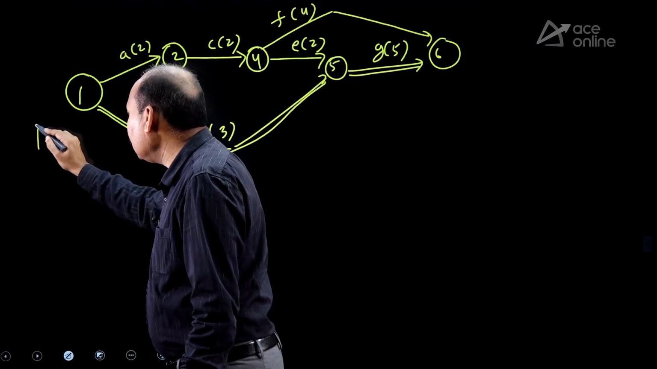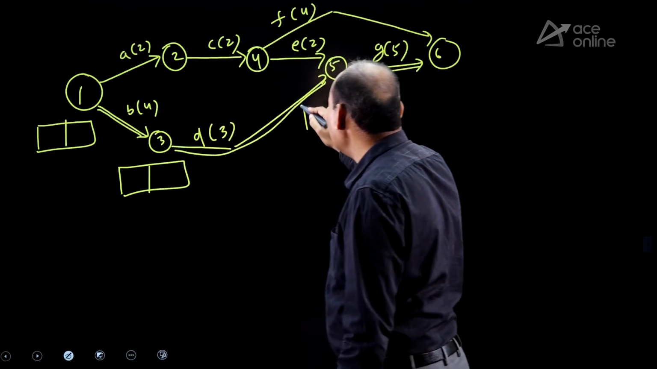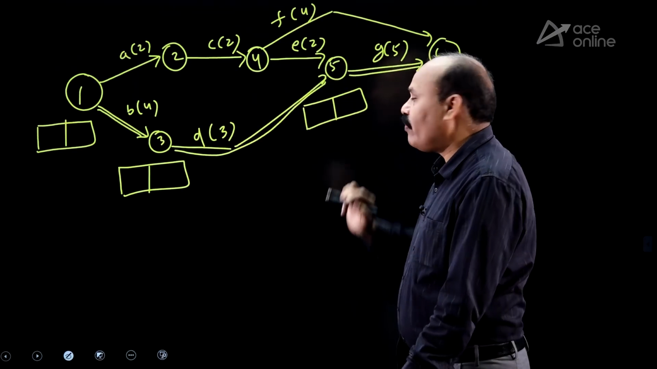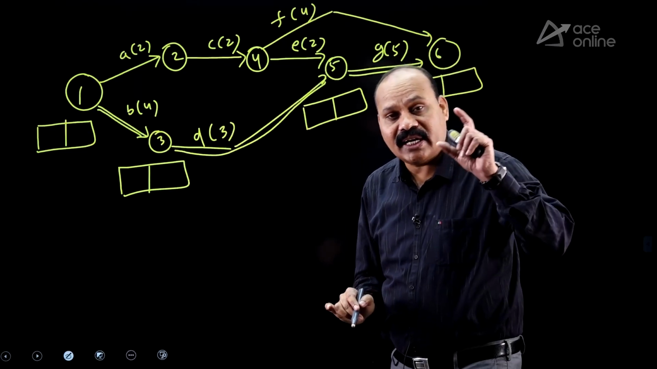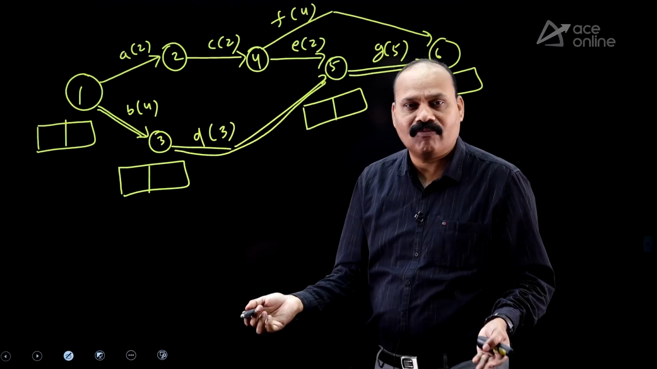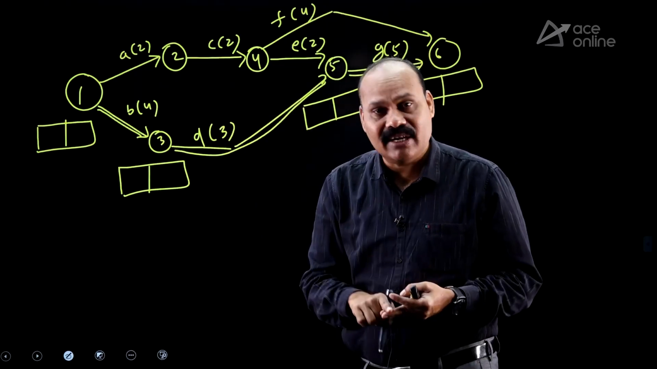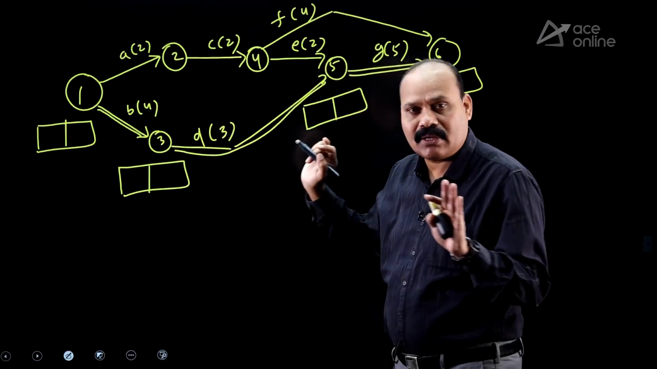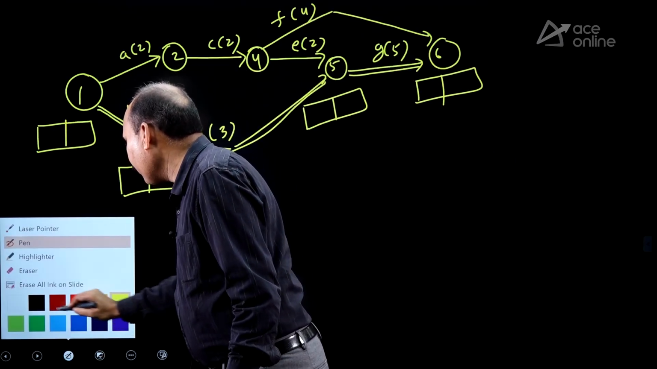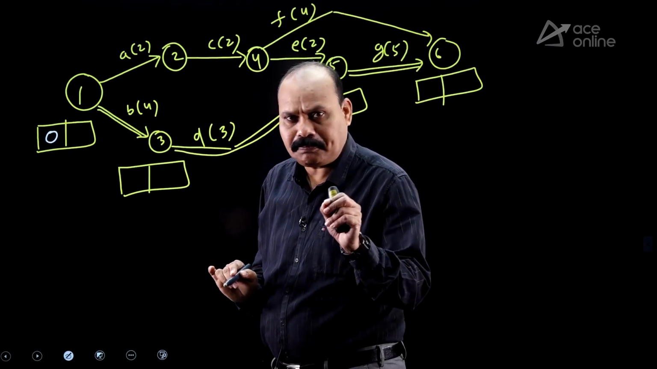My suggestion is to use critical events. What are the critical events in the network? 1, 3, 5, 6 are critical events. Critical events will have 0 slack, so the earliest value and latest value are the same for a critical event. For a non-critical event, the latest value is higher than the earliest value. So I am calculating critical events first. The first event will start at 0.